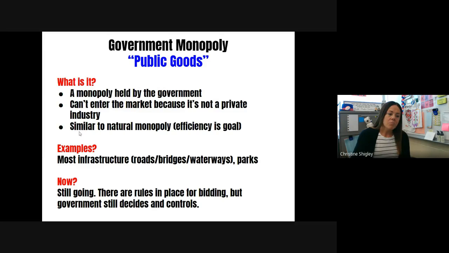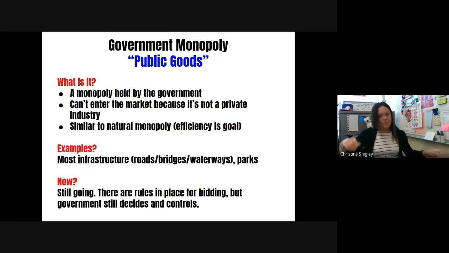So most infrastructure, like roads, bridges, and waterways, and parks and whatnot are government monopolies. Now, whether they're federal level or down to the local level, like Marysville City Park is a government monopoly. All of the roads here are government monopolies, meaning I can't just build a road, right? That's the government's job to do that. As a private citizen, I can't build a road without asking permission to do that.